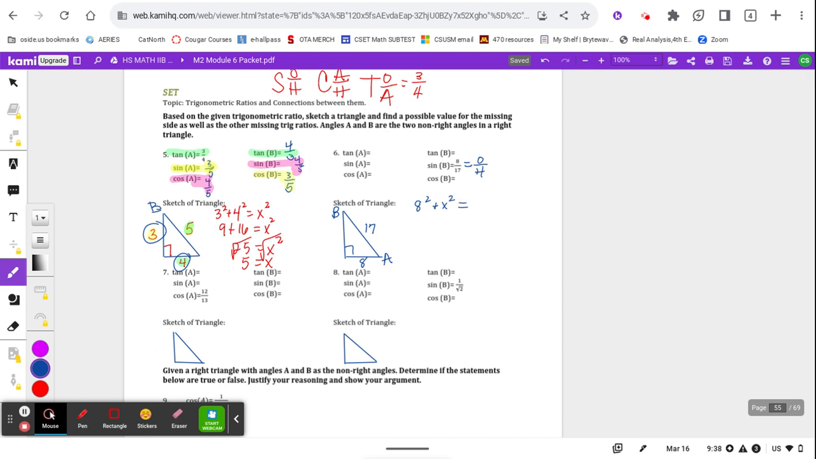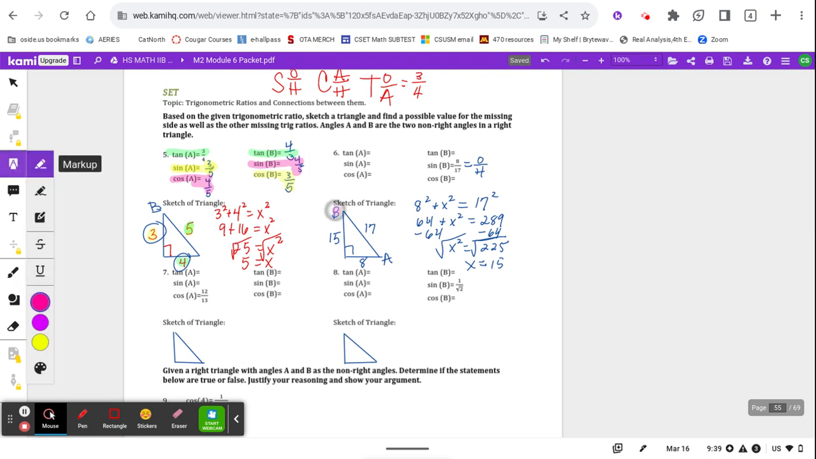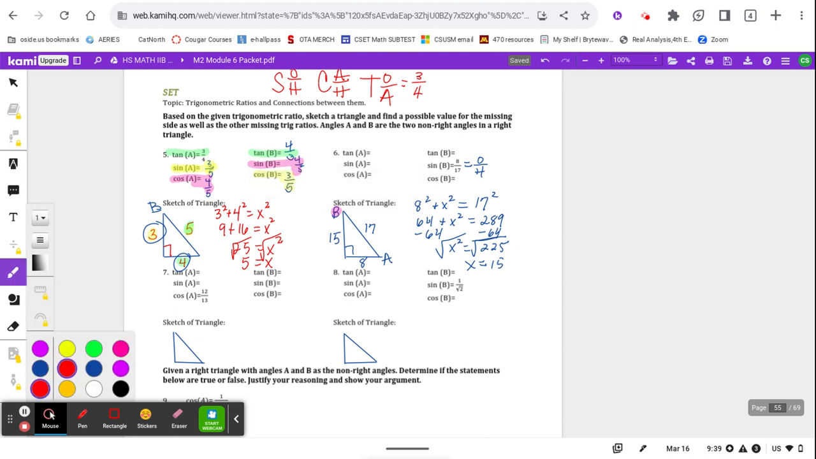So leg squared plus leg squared equals hypotenuse squared. 64 plus our unknown is equal to 289. We get that x squared is equal to 225, and that our unknown is just 15. Now that I have all sides filled in, I can now go get the rest of the trig ratios. Now, when I'm standing at side B, here's B as my reference angle, my adjacent leg is the side touching B or closest. My opposite leg is the 8, and my hypotenuse is always my hypotenuse.